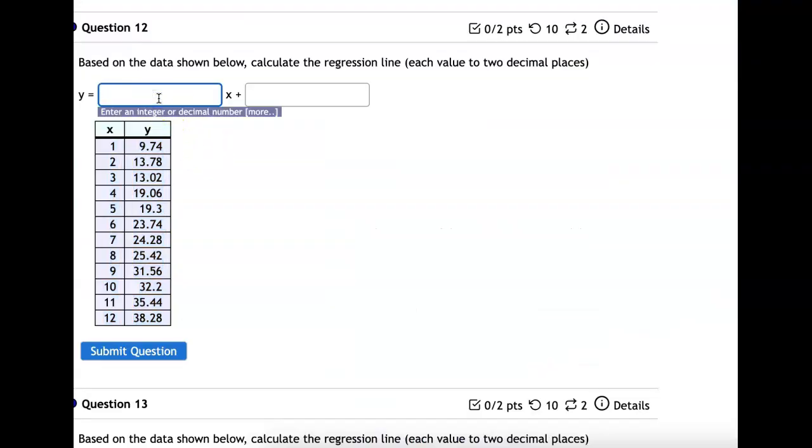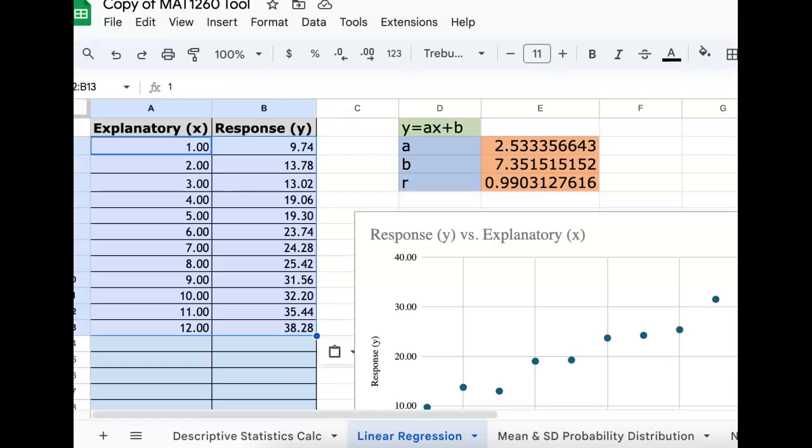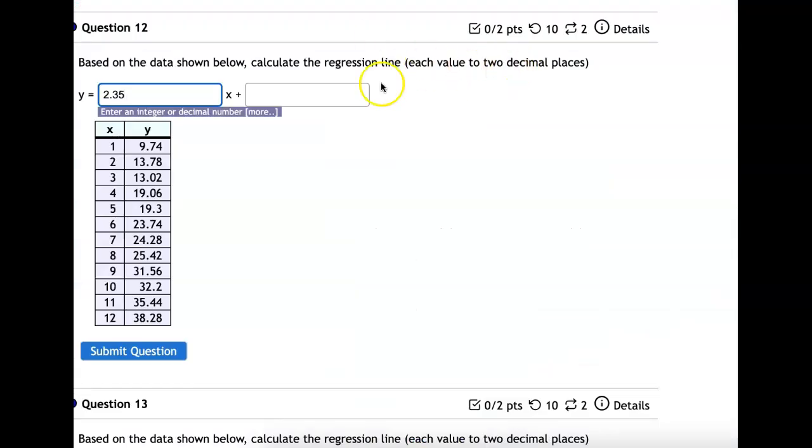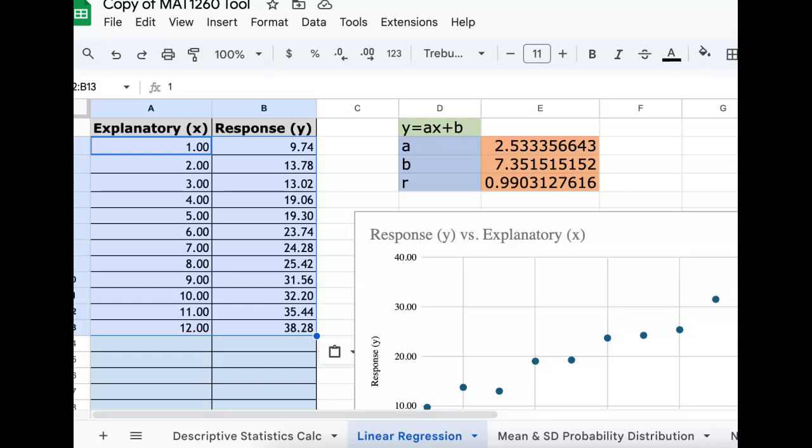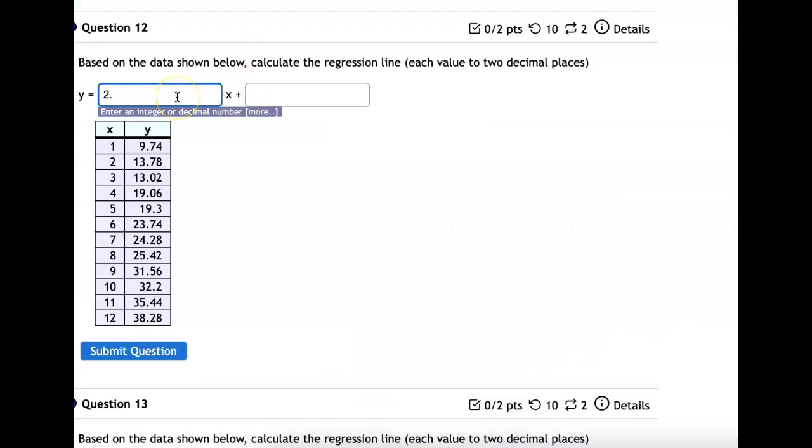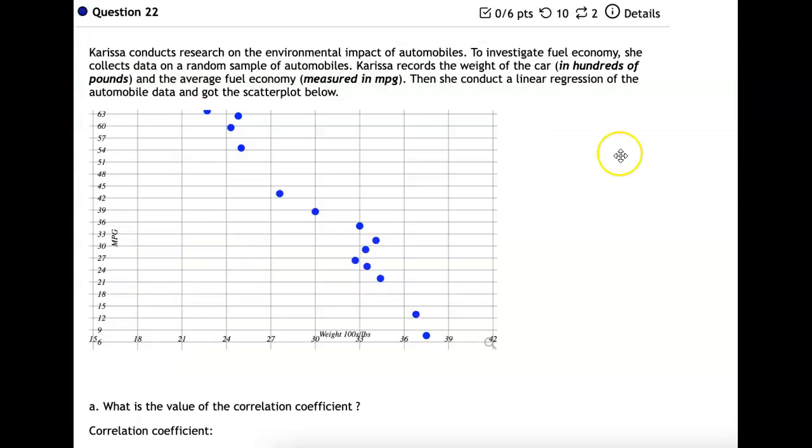Y equals 2.35x. Let's see, what does it say? Maybe 4 decimal places. Oh, actually, wait a second. It says right here 2 decimal places, so we're good with 2.35. Or sorry, I have to change that to 2.53, and then 7.35. Okay. 7.35. And that would be it for this question. It doesn't ask about correlation coefficient, but if it did, then that would be what we'd want to enter.